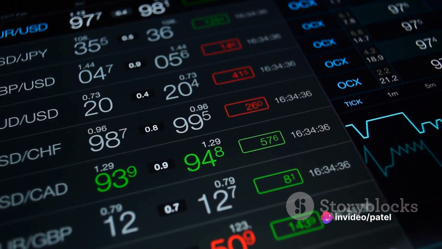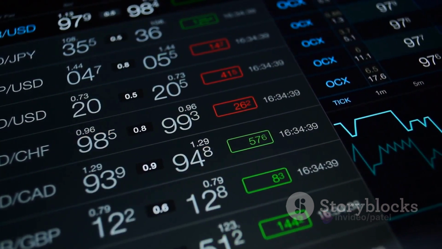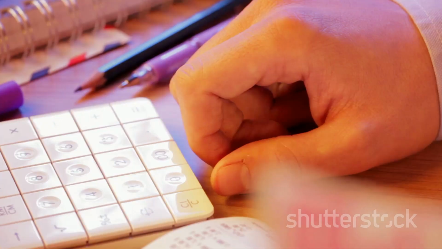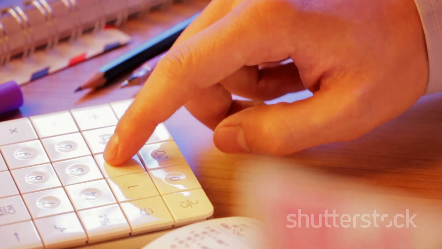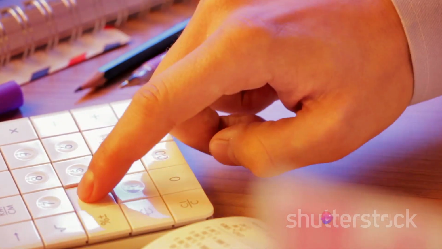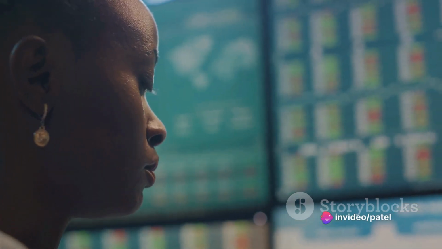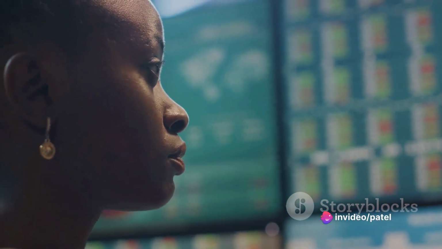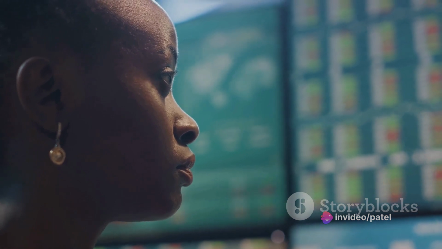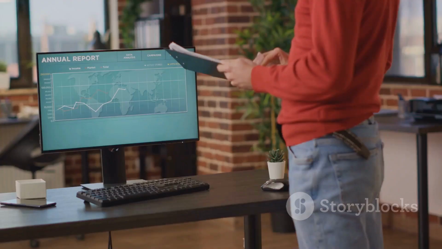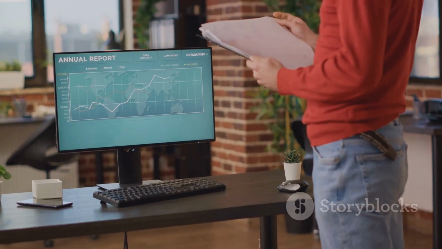Firstly, we set our position size, mindful not to risk more than 2% of our capital. We then place our order, not forgetting to set a stop-loss order to manage our risk. As the market evolves, we keep a close eye on our trade, ready to close our position once our profit target is hit or if the market shows signs of reversing.